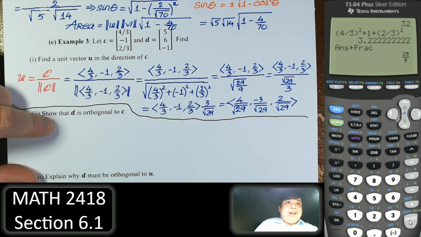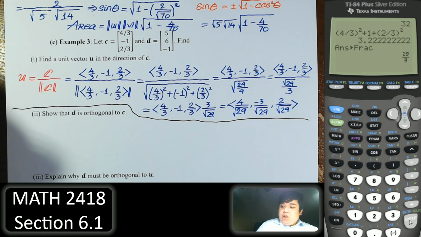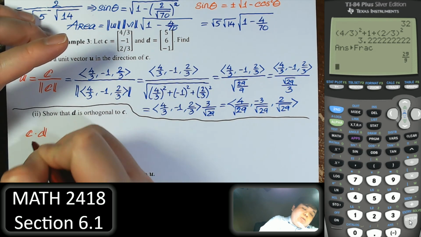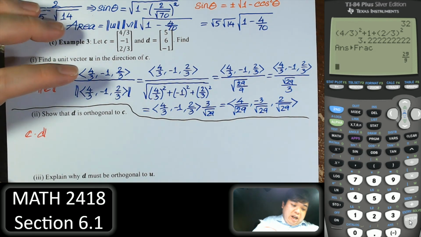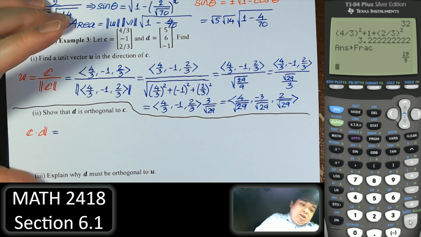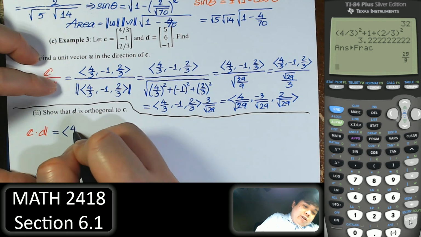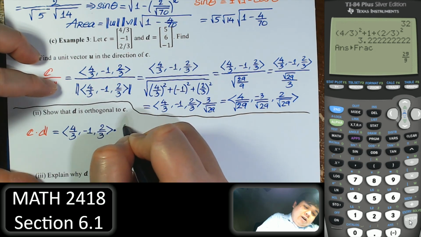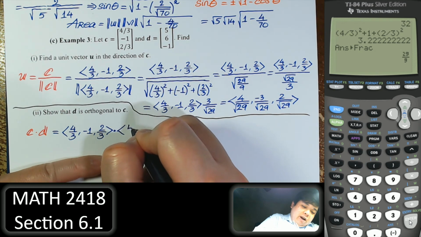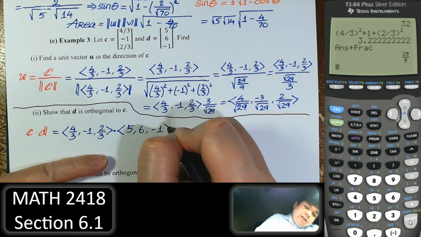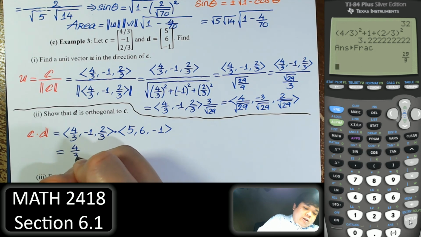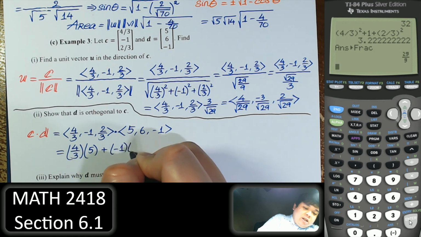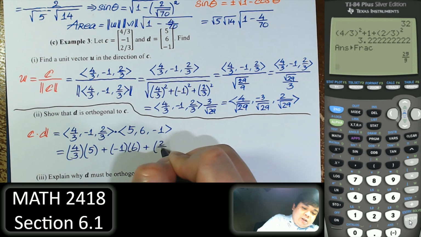Right. Next, show that D is orthogonal to C. So we just use the definition. We just find the dot product of C and D. If the dot product equals zero, then they are orthogonal to each other. Right, so that's simple enough, straightforward. C is (4/3, -1, 2/3), dot with this vector D, which is (5, 6, -1). So the dot product is 4/3 times 5 plus -1 times 6 plus 2/3 times -1.